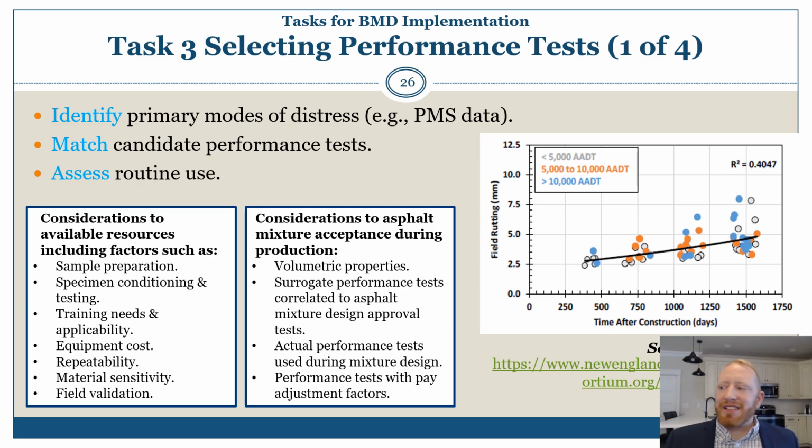All right, as an example here, we have kind of assessing some rutting results from a New England area transportation project that looked at different traffic levels and how much field rutting they saw over construction time. So what did they want? What was their goal? What was the mode of distress that they were trying to design against?